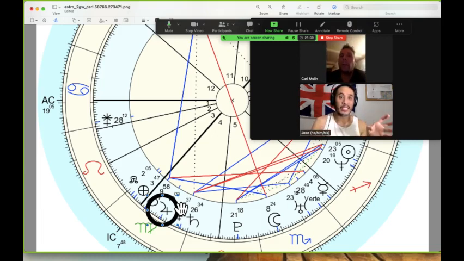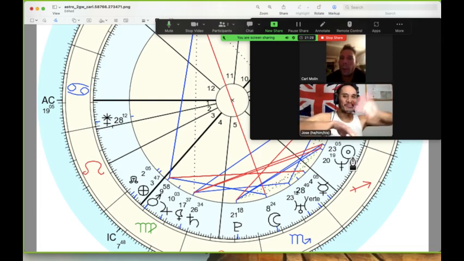It's called a dignity. That means it's really at home, and it's exalted in Pisces. But Pisces' opposite sign is Virgo, so when it's in Virgo, it's in its fall. That means the energy of Jupiter isn't that strong. But because of your Neptune here, it kind of goes, that's okay, we'll still keep going.